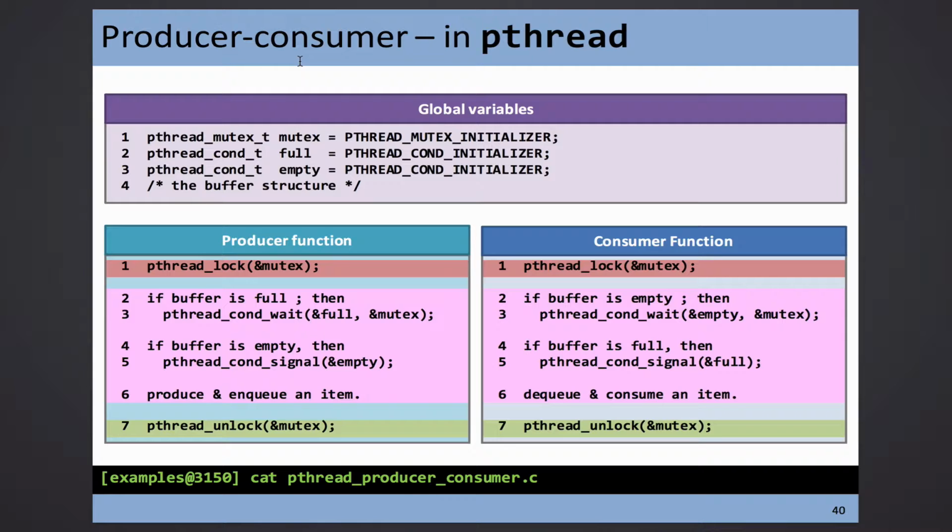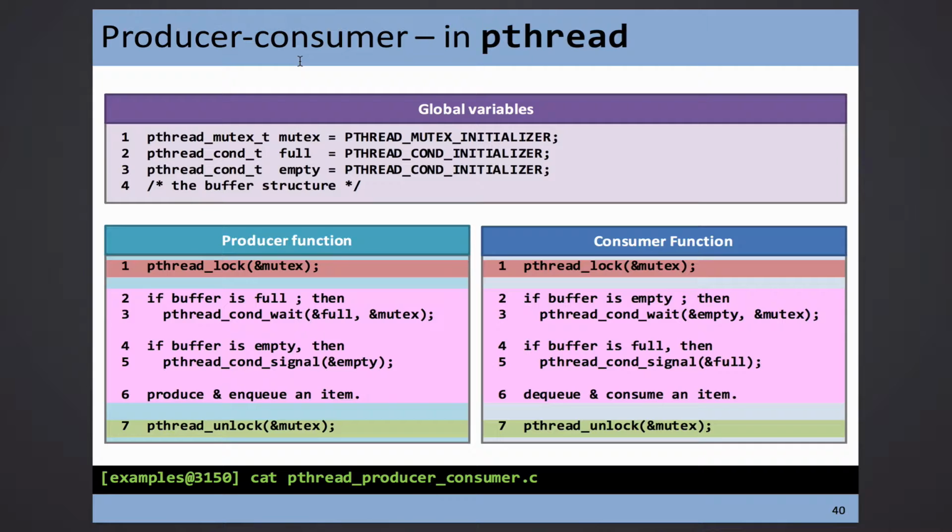The concept is like this. For the producer, first you have to lock the entire data structure. So you will call pthread lock, and lock the mutex. No one can touch the global data structure. Then you will check whether the buffer is full. If it's full, then you will wait for this full condition. If you find that the buffer was full, so you are the consumer, then signal this guy.